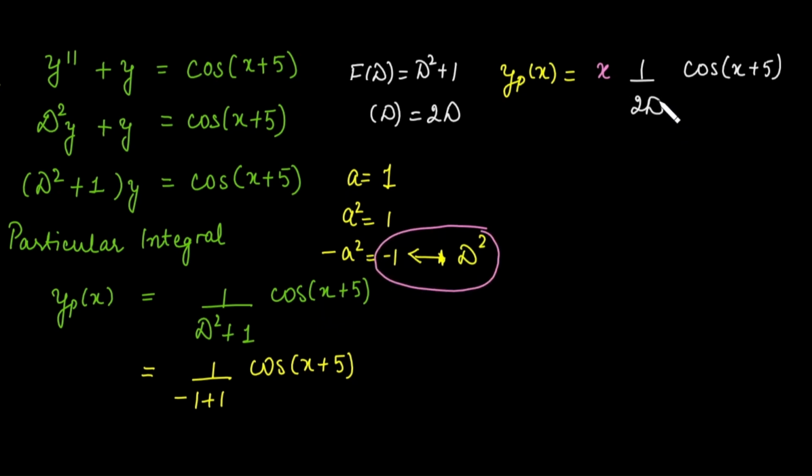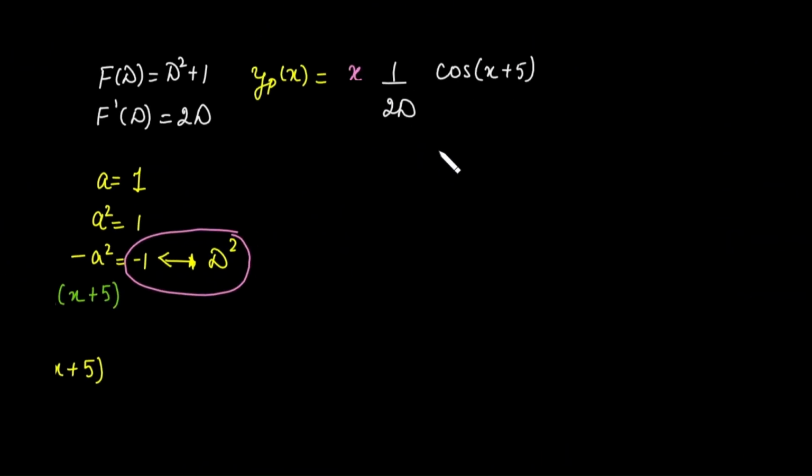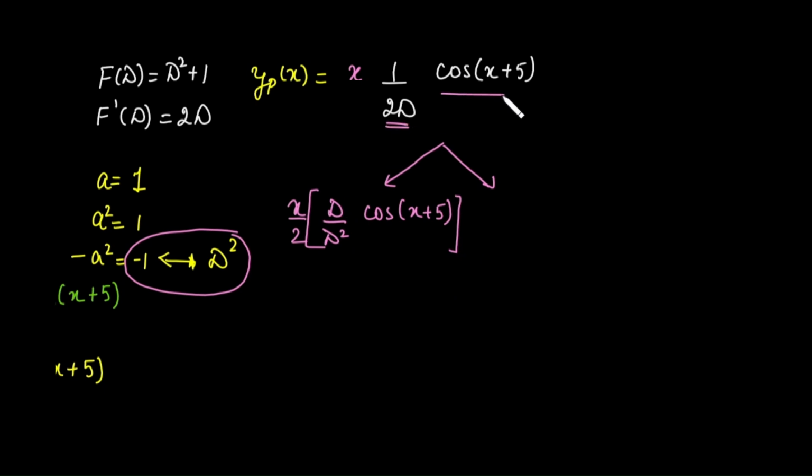Now we have learned that d square is replaced by minus a square. But now we have d. So how to tackle this case? There are two ways to answer this question. First case, multiply by d and divide by d. In this case, we have x by 2 d upon d square cos of x plus 5. Do not take this x by 2 over here because that is a separate term as compared to this one. So this 1 by 2d is operated on the cos x plus 5, not on the additional term.